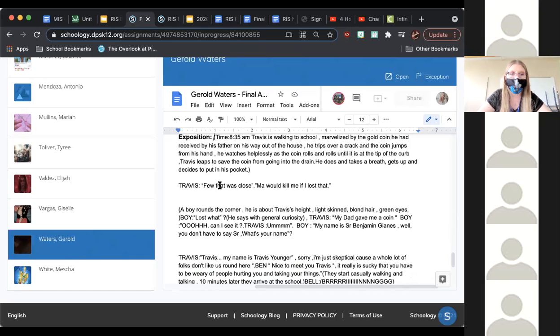Phew, that was close. So, because this is dialogue, in stage directions, we don't need quotation marks because it is not a novel. So don't worry about doing any of this.